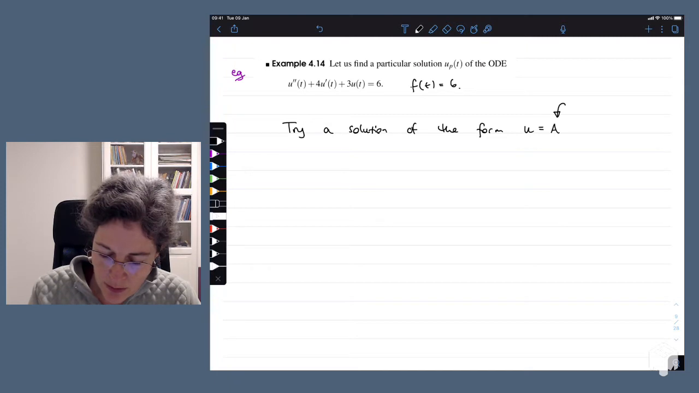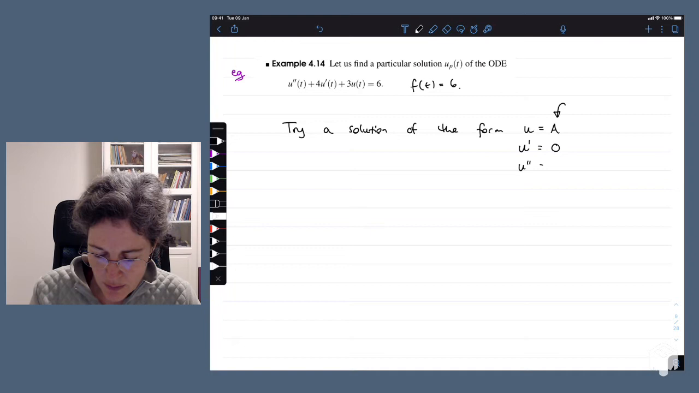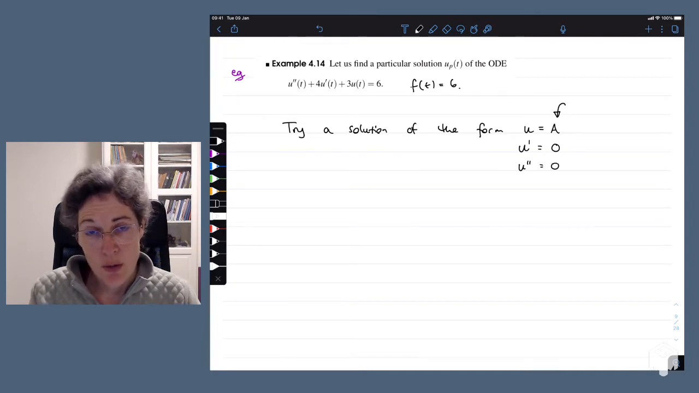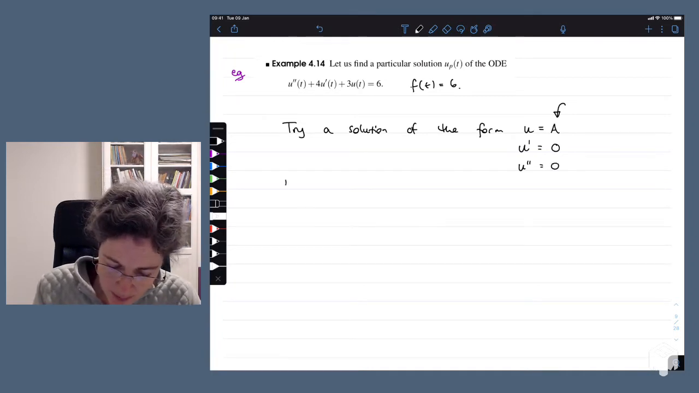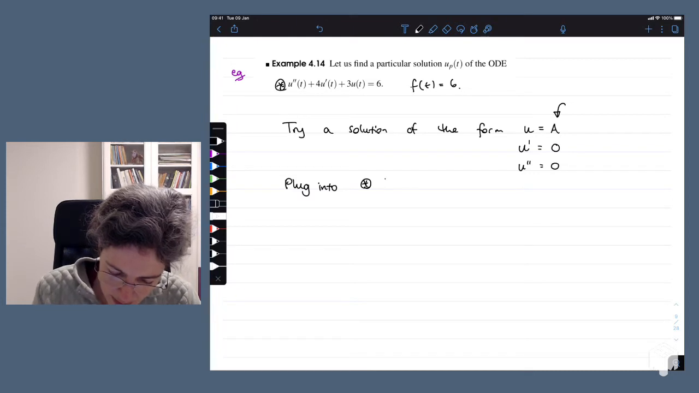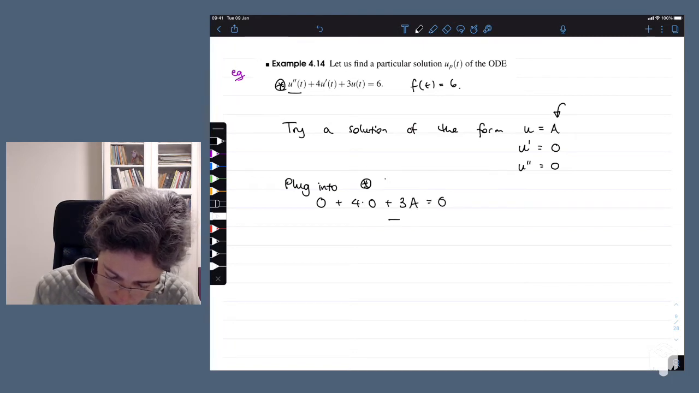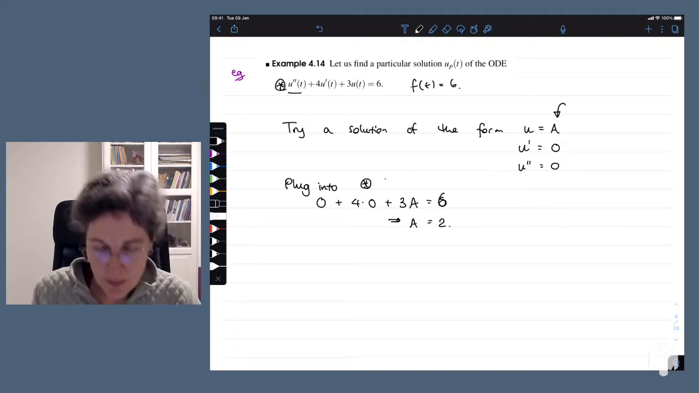Okay, well, what does that mean? That means that our first derivative is going to be 0 and our second derivative is going to be 0. So if we plug this into our differential equation, which I'm calling star, what do we get? Well, we've got u double prime, so that's going to be 0, plus 4 times 0, plus 3 times a must be equal to 6. So that tells me a is equal to 2.